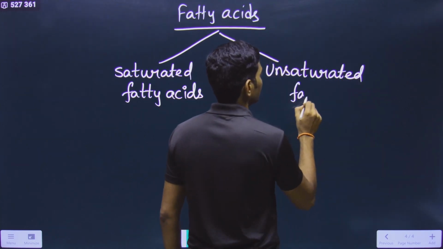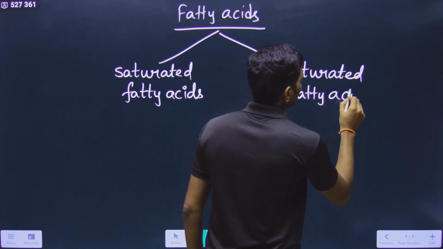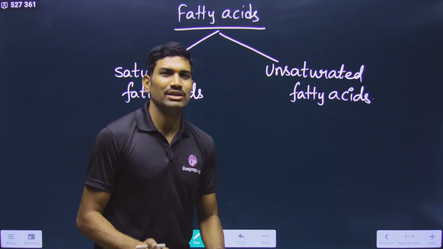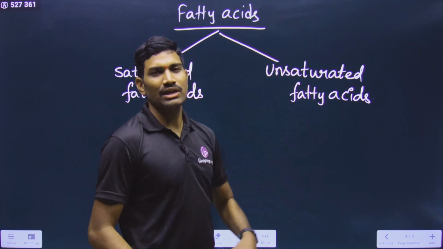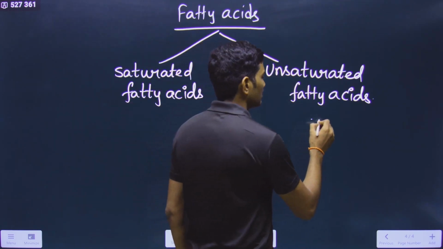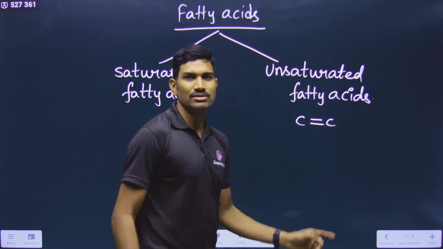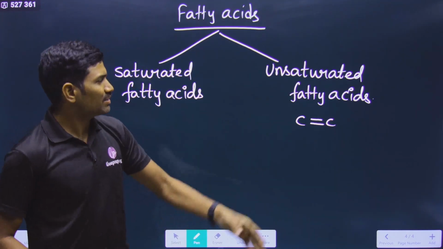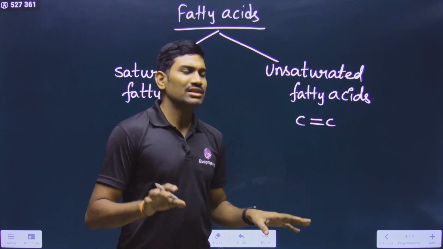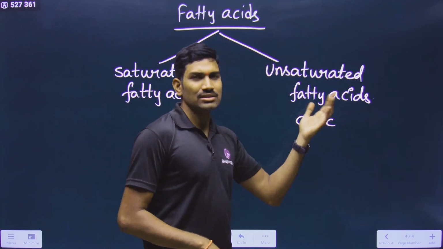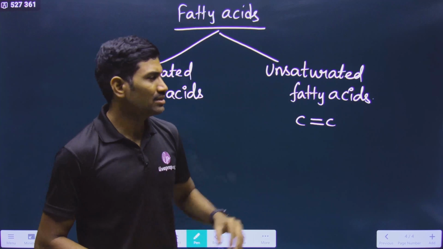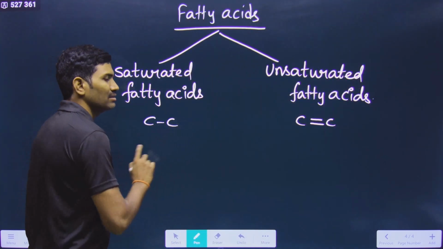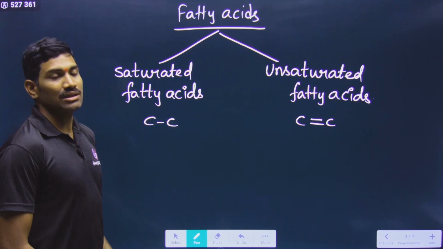Unsaturated fatty acids. Generally, we observe double bonds in the fatty acids, not triple bonds. Even triple bonds are called unsaturated, but generally in fatty acids we observe double bonds. So here, carbon-carbon double bonds are seen. Not everywhere, but at least one is present. Even though only one is present, it is still called unsaturated. So one or more double bonds are present between the carbons, and that's why they are called unsaturated.